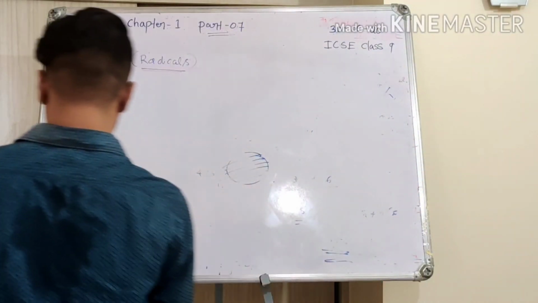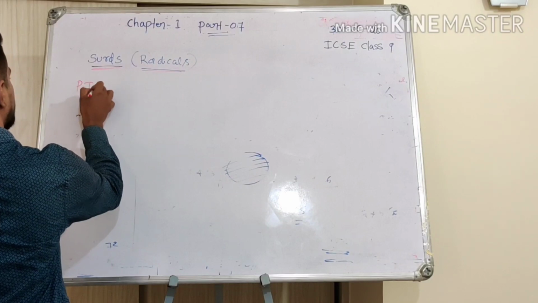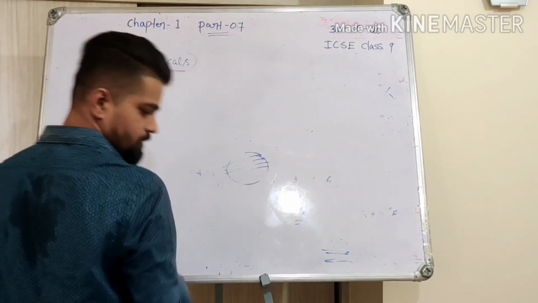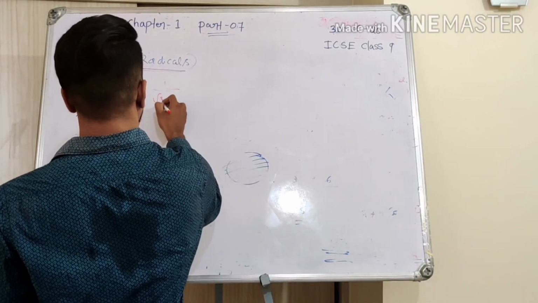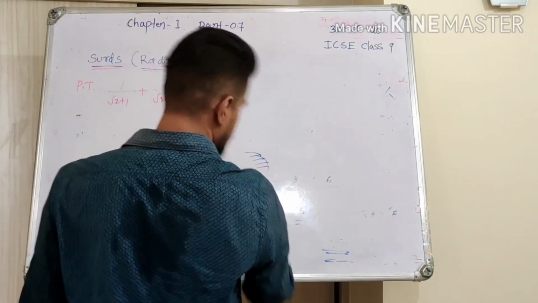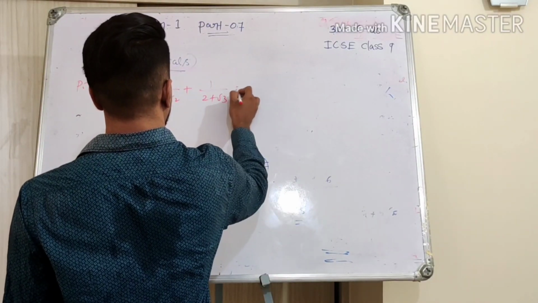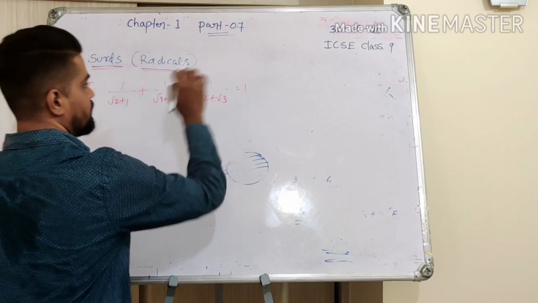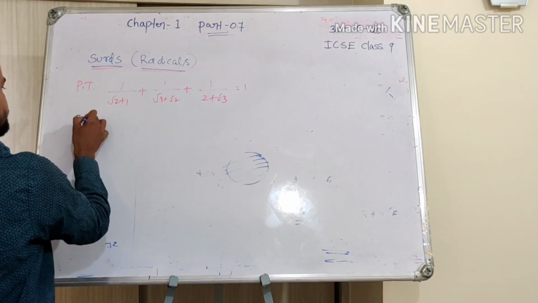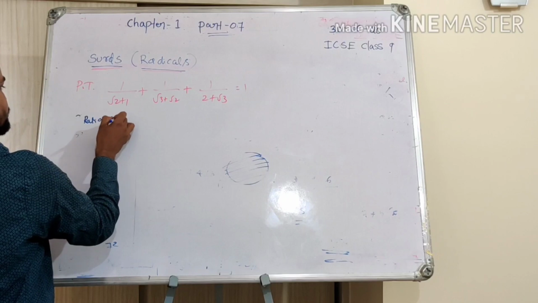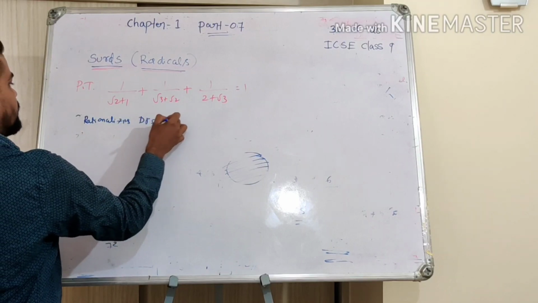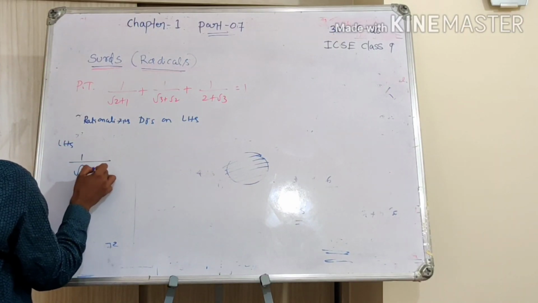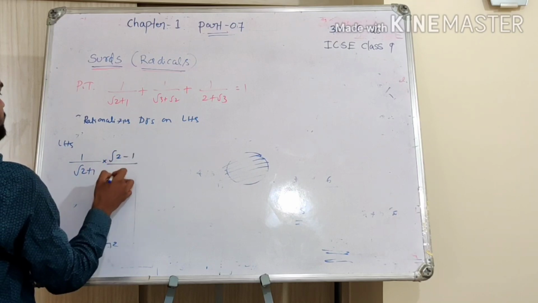So prove that, there is a proof I need to do now. Prove that 1 by root 2 plus 1 plus 1 by root 3 plus root 2 plus 1 by 2 plus root 3 equals 1. So I can say these are irrational numbers in the denominator, but at the end I am getting rationalization. Okay, that is the reason we rationalize the denominators on the LHS. So we'll take LHS only now. So 1 by root 2 plus 1, its rationalization factor is root 2 minus 1.